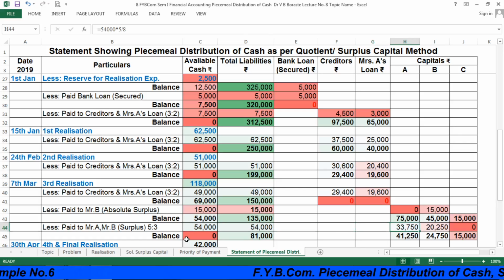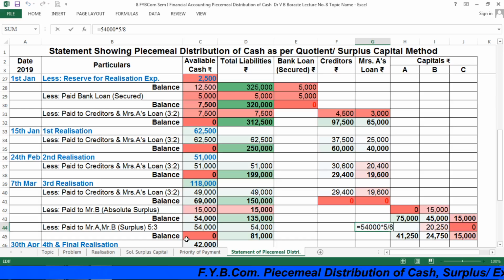Mr. A will get, we can calculate here, 54,000 into 5 divided by 8. That means Mr. A will get 33,750. In the same way, Mr. B will get 2 shares, so 54,000 into 2 divided by 8.